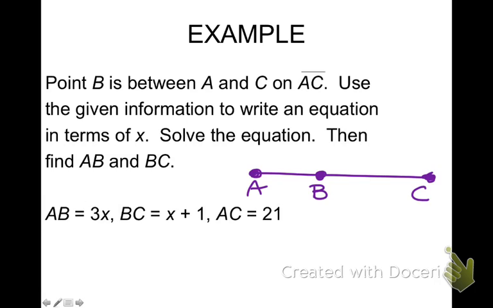Alright, so now it says solve the equation, then find. I'm going to underline that. So after the word find, it says I need to find AB and BC. So that means I'm looking for the length between A and B and I'm looking for the length between B and C. Now let's look at this information and start labeling things. So between A and B, I have the expression 3x. So I'm going to put a 3x between A and B. Between B and C, I have the expression x plus 1.